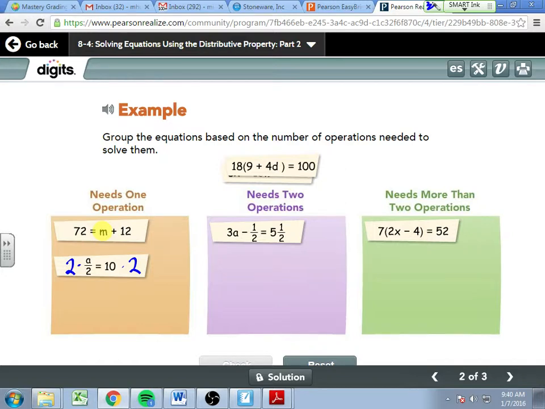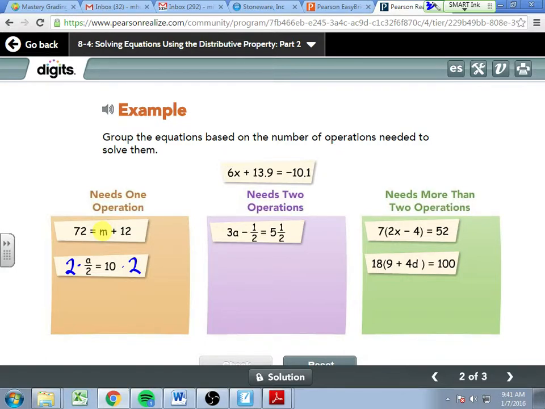Thomas, what about this one? That one needs more than 2. How did you know, immediately, that it needed more than 2? I saw parentheses. Yeah, the parentheses, the necessary distribution. Thomas knew I got to do that, then I can start solving. Either way, it's more than 2 operations.